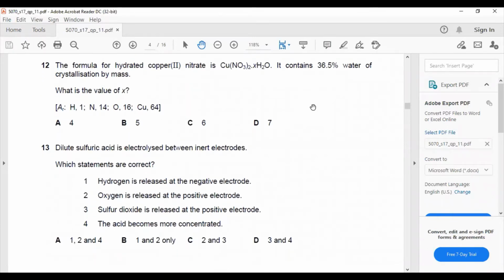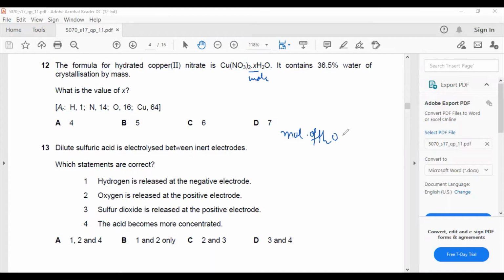This is about mole again. What is the value of X here? That's the question. This X is actually mole. It means you have to find the mole of water present in 1 mole of this.